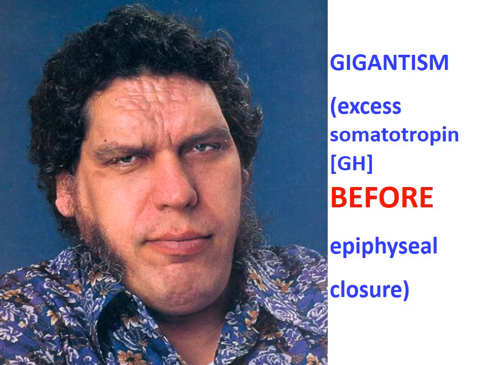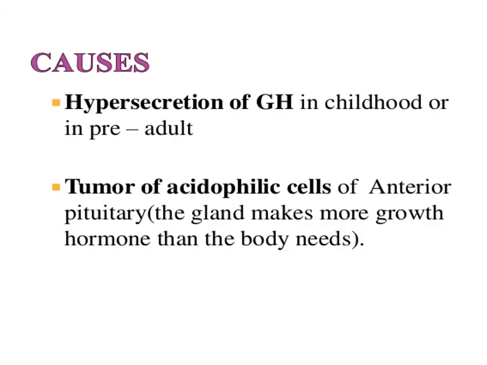This is the picture of a gigantic man, due to excess somatotropin growth hormone secretion before epiphyseal closure. The patient presents with increase in body size and disproportionately long arms and legs. Basically, it is due to hypersecretion of growth hormone in childhood or adolescence, due to tumor of acidophil cells of the anterior pituitary.